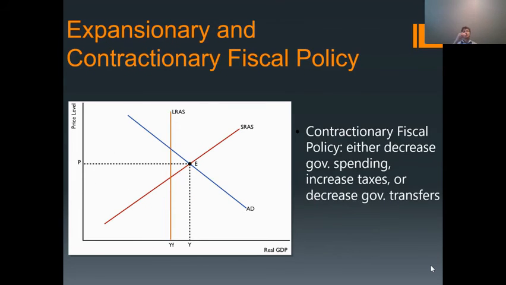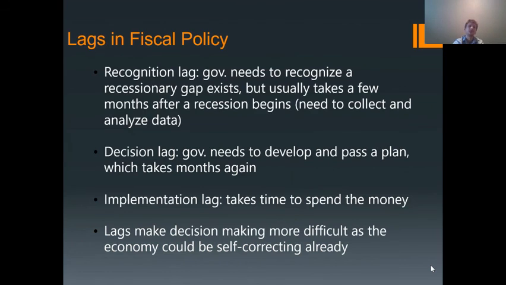If you have an inflationary gap, as you see here, as evidenced by the higher than normal level of output and therefore lower level of unemployment than the full level of unemployment, in order to rein it in, you would use contractionary fiscal policy. So here you do the opposite of expansionary. You decrease government spending, or you increase taxes, or you decrease government transfers, and that will shift aggregate demand back to that long-run equilibrium. Now, of course, there are issues with fiscal policy.